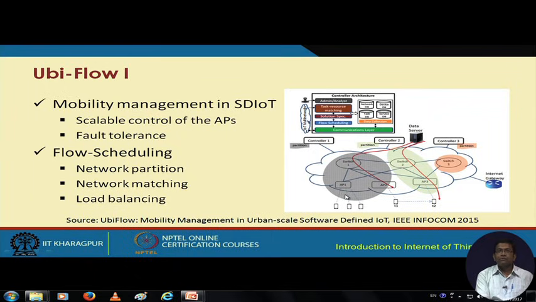So how will the network matching and load balancing be done together? Load balancing is going to take care of issues such as one partition getting too loaded while the other partition is underloaded and so on. So, this is what the load balancing is going to do.